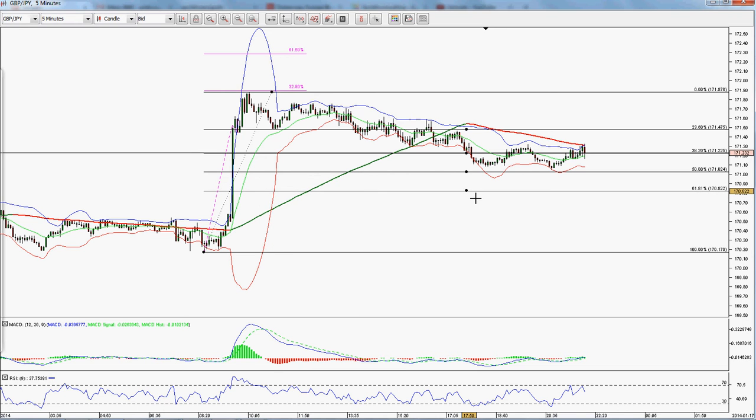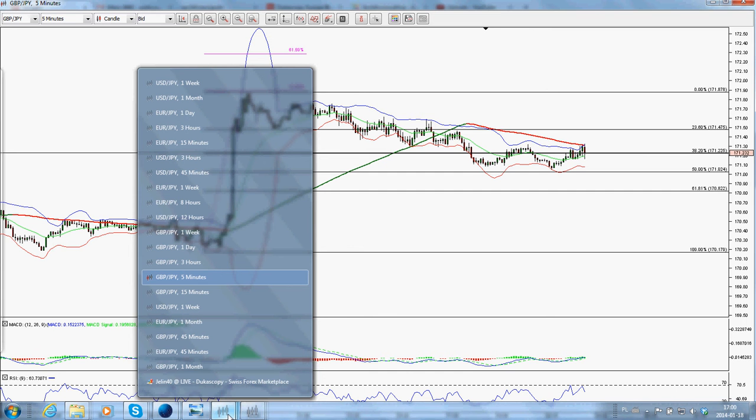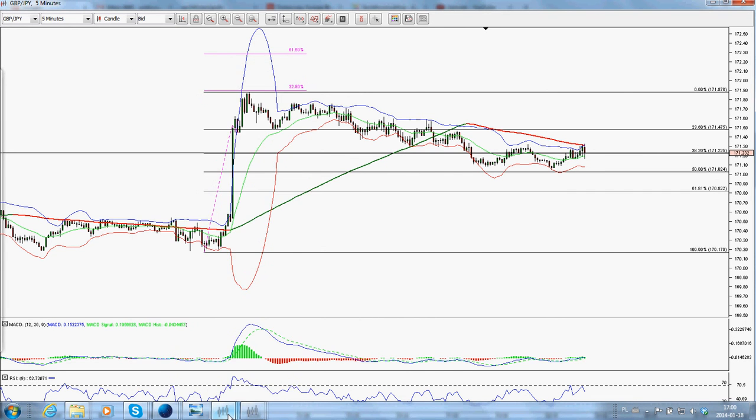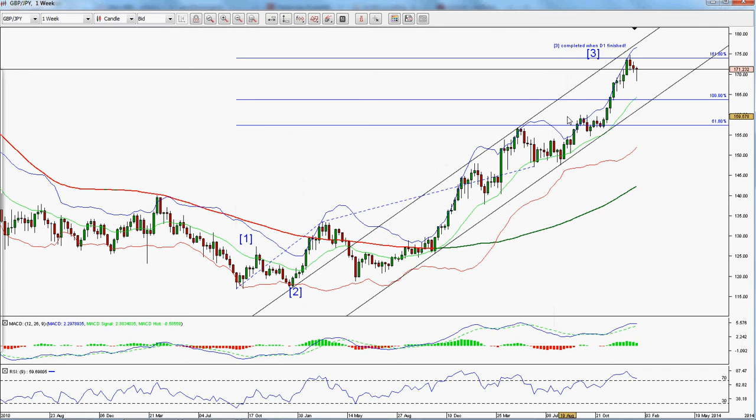We have reached the 50 level. Let me move it a little bit. 61.8 is another point where the market may react. Depending on the situation on the Sunday evening or during the Monday, this is a correction, most probably a second wave correction, then the final move to the upside. So there might be a strong move to the upside.